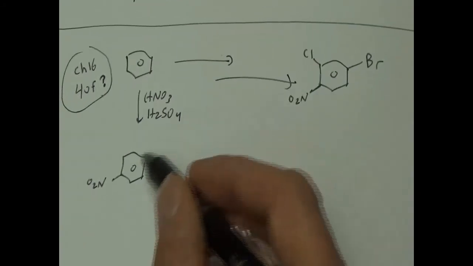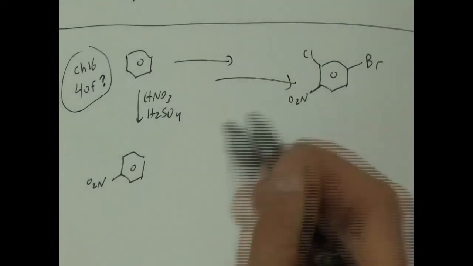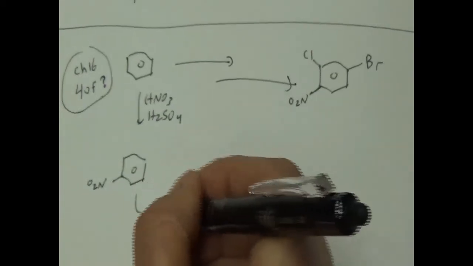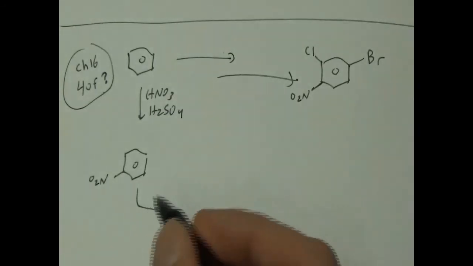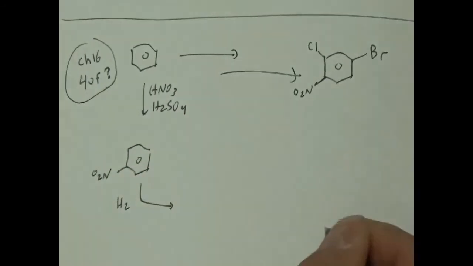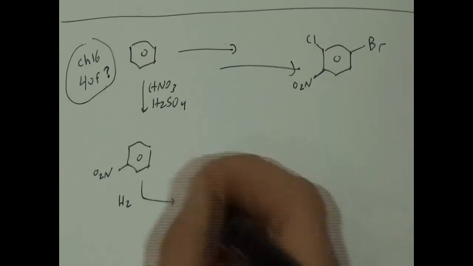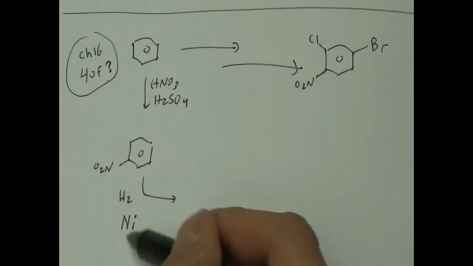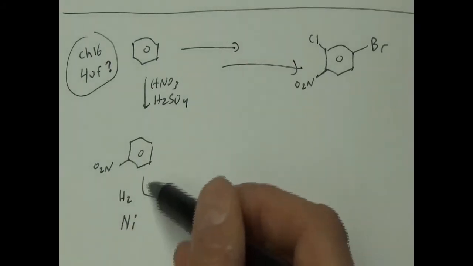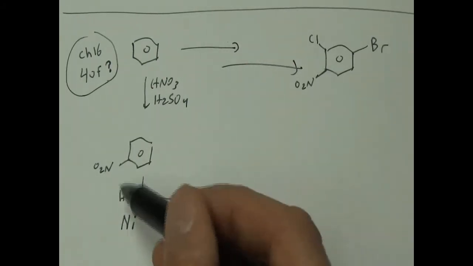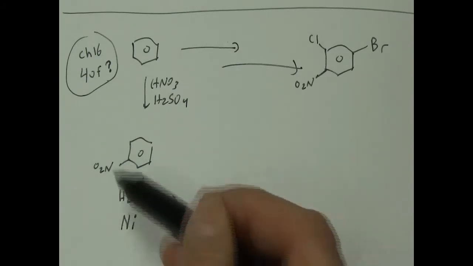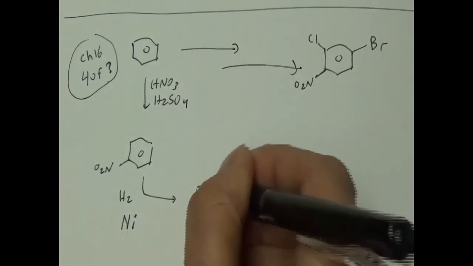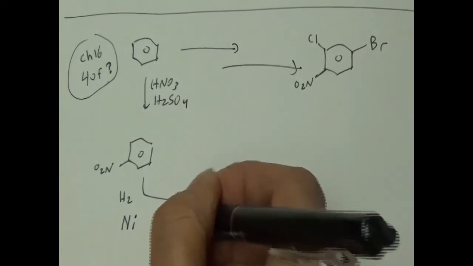Alright, and now what? That's a meta-director. That's a problem, right? But we can turn this into an ortho-para director. How do you reduce a nitro? It's H2 and a metal, not palladium. It's actually nickel. In reality, H2 palladium, I think, will actually reduce nitro also. But the book kind of emphasizes nickel. And you can remember nitro, nickel, N, right? H2 nickel, and that reduces the NO2 to an NH2.